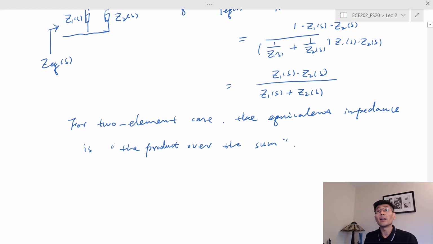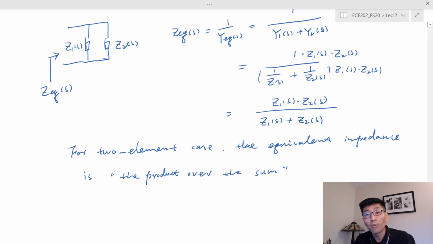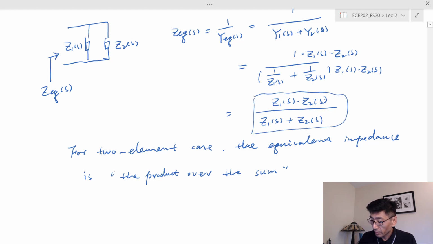And this actually confused a lot of students. I don't know why, but this is a quick way of getting this. But if you want to stick to the general expression, that's fine, right? And sometimes this will give you quicker results, sometimes it doesn't. Okay, so let's look at the current division in a moment.